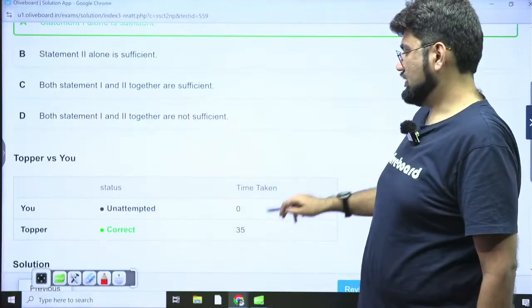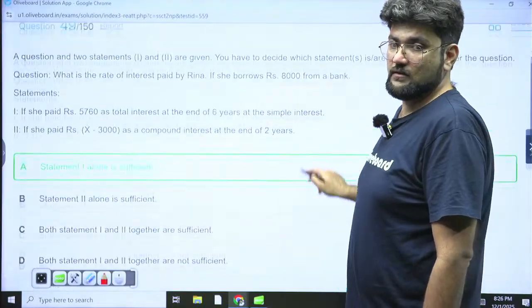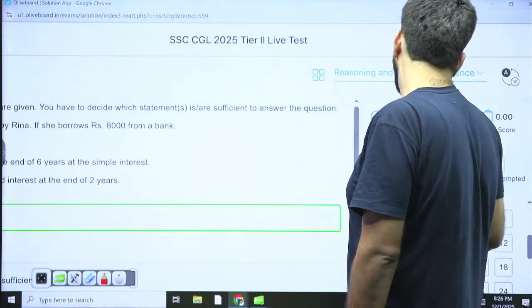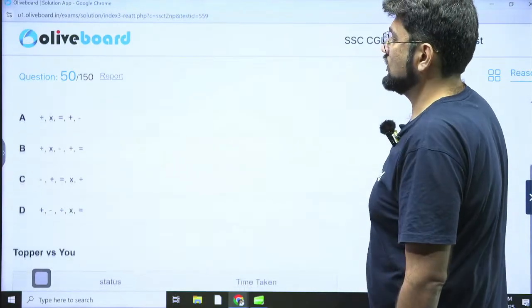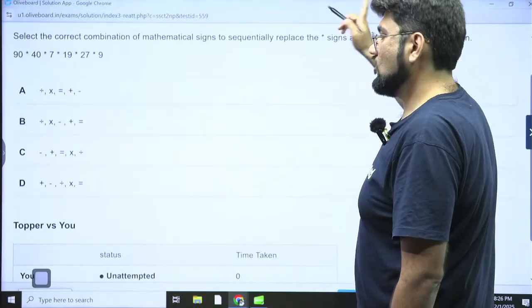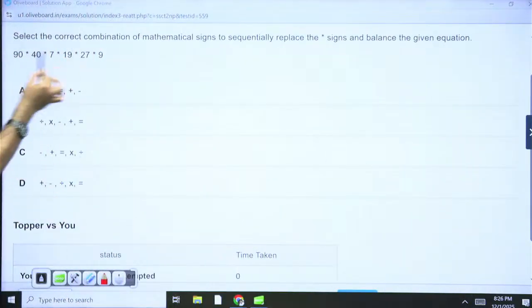35 seconds. Excellent. So this is smartly done. This time I'm very happy with the performance in data sufficiency, because otherwise students are getting very slow in this one. Now this question again, options are going to help you out. Just look at the division sign. We need to select the correct combination. Division first 2 places here. 90 divided by 40, 9 by 4 into 7, useless. No outcome.